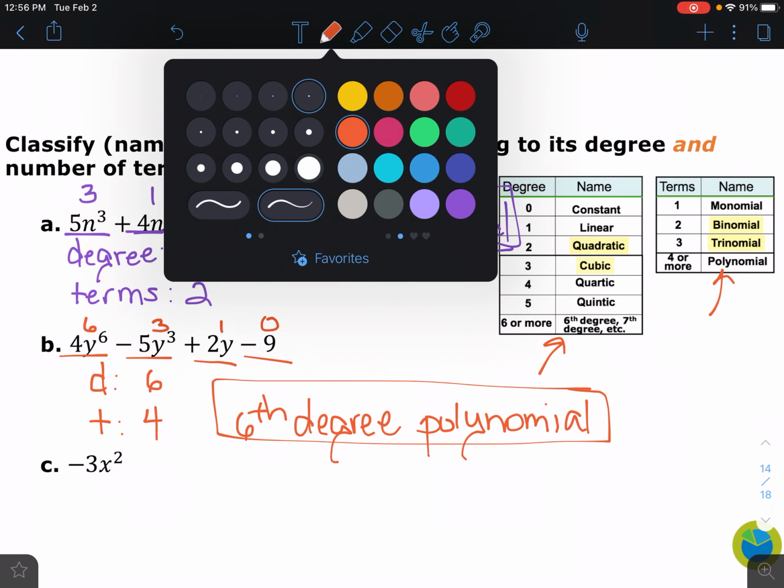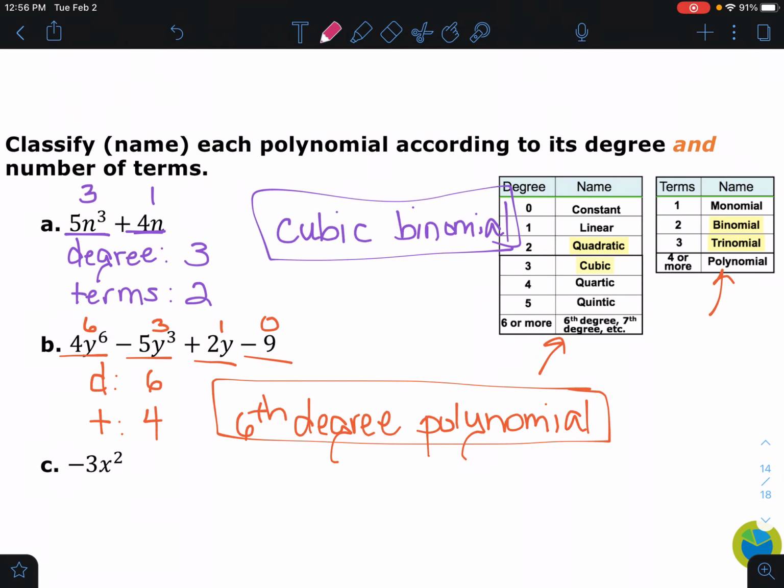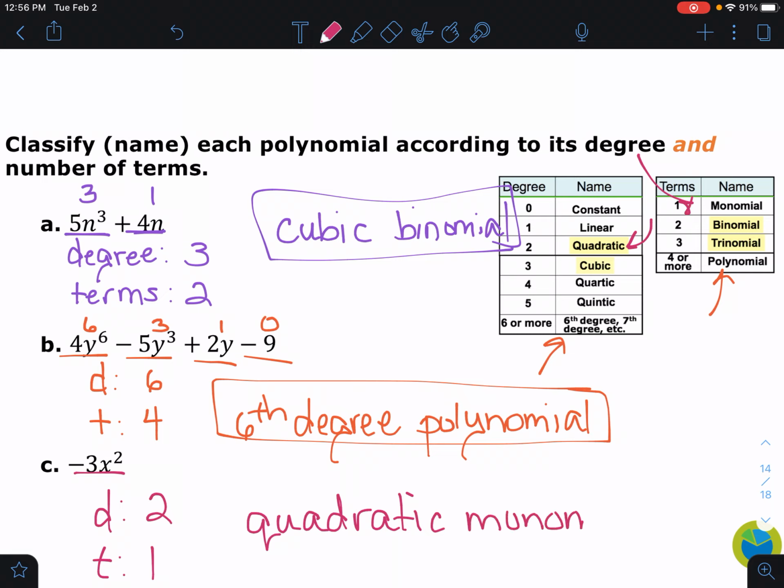Okay. All right, this one, kind of weird. Let's do degree and terms again. Okay, so the degree, there's only one term here, and it has a degree of 2, right? Just that one. Okay, now how many terms are there? There's just the one. Okay, so the degree tells us the name is 2, so this would be quadratic. Using that chart, quadratic, right? And then number of terms, there's 1, so it would be a monomial, quadratic monomial.